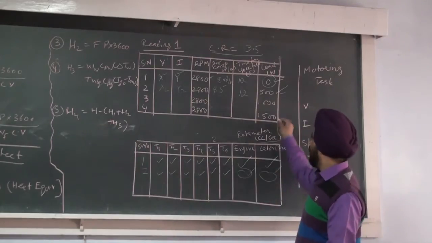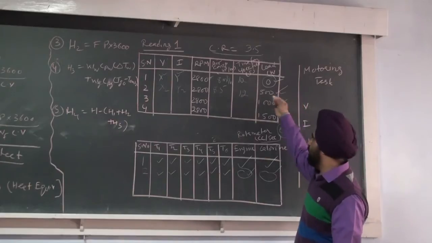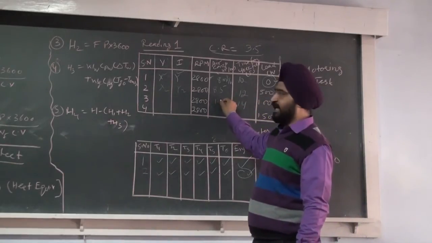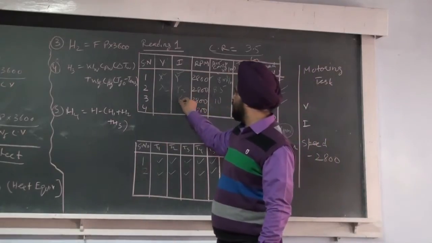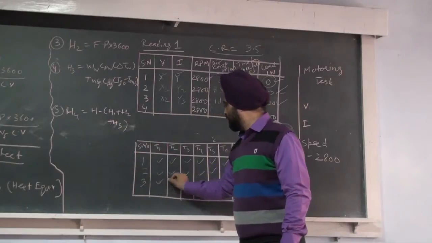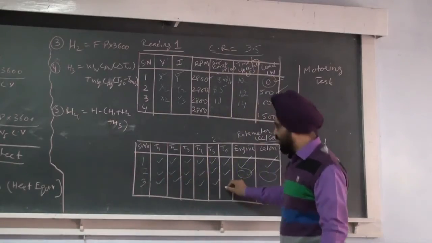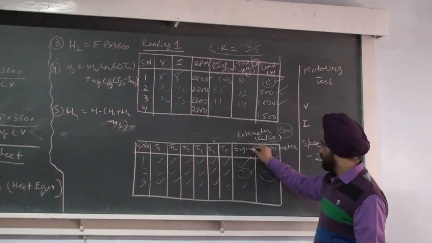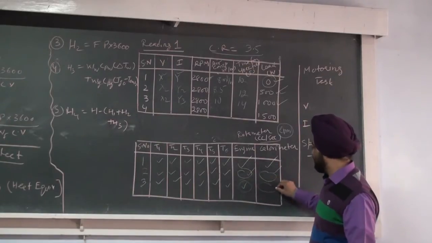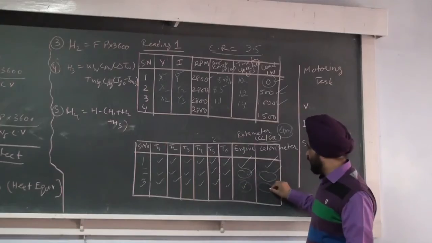Now for the third reading, apply the load to 1000. So fuel consumed for 40 cc will be, let's say, 10 seconds. Then it will be Y3, X3. Similarly, for the third reading, the temperatures should be noted. How much water is consumed in the engine, then how much water is supplied to the calorimeter, should also be noted.